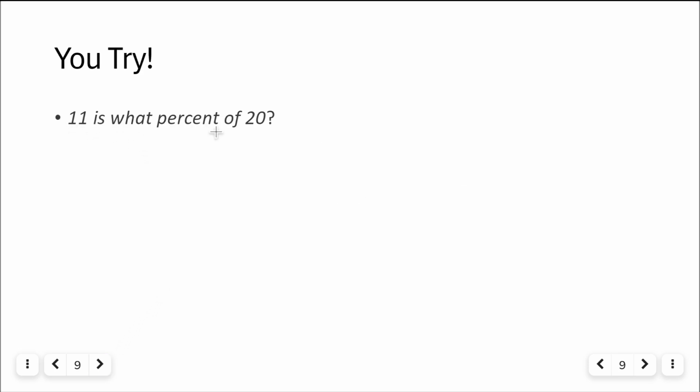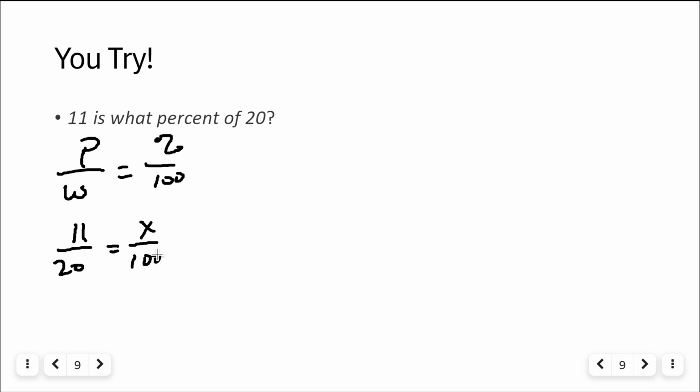Okay, 11 is what percent of 20? So same idea. The part over the whole equals the percent over 100. The part is 11. The whole is 20. X is my percent this time. I'm going to multiply 11 times 100. It gives me 1 times 11 is 11, and add 2 zeros, 1100 equals 20x.